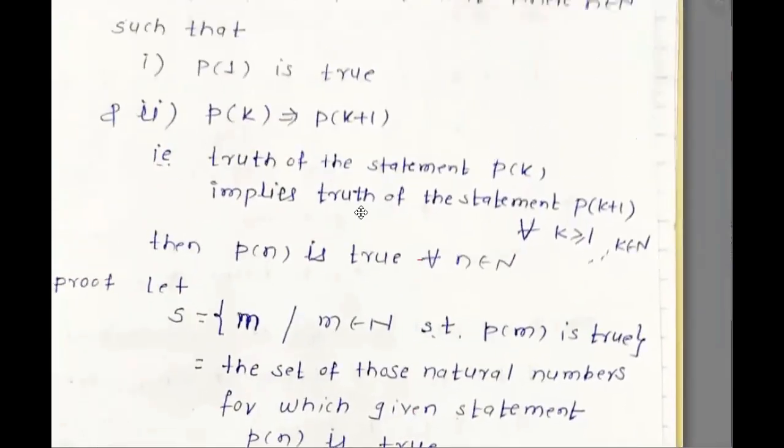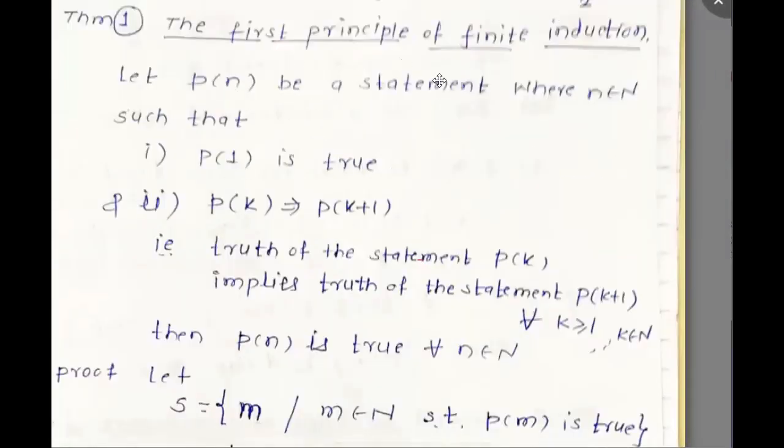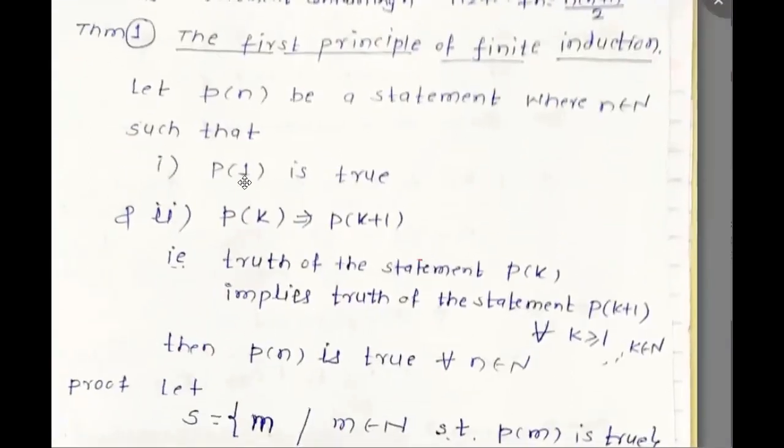So this is called the first principle of finite induction. Pn is a statement containing n such that there are two conditions: P of 1 is true, and P of k implies P of k plus 1, that is, whenever P of k is true, P of k plus 1 is also true. If these two conditions are satisfied, then Pn is true for all n. This is the principle of finite induction, or principle of mathematical induction.